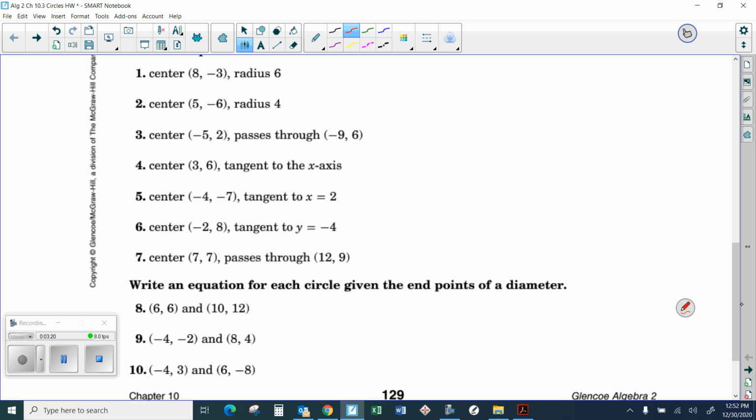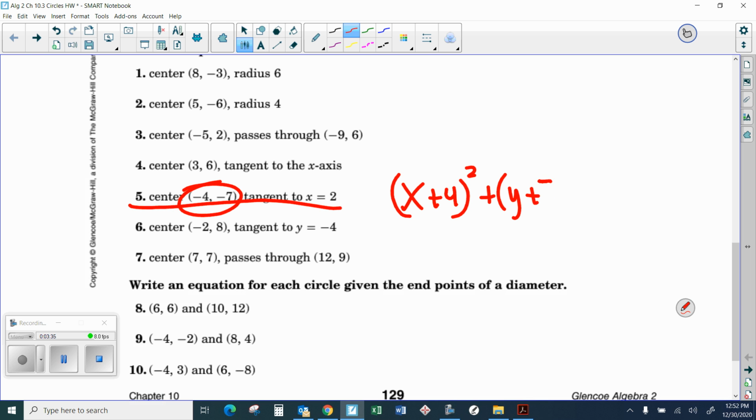Let's do number 5. So we haven't dealt with a tangent one. We didn't do one of those in geometry. So the center, that I already know, the left side, it's x plus 4, the opposite of that, squared, plus y plus 7, the opposite of that, squared. Now I need to find r and square it.